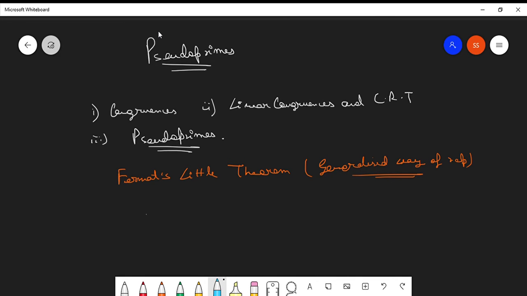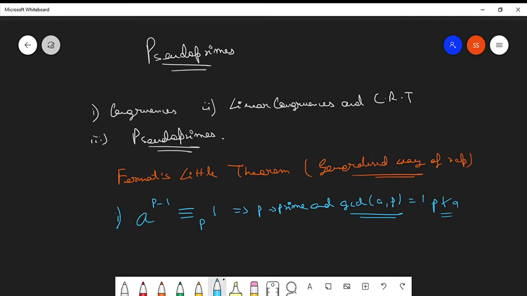So you can represent it like this, that a to the power p minus 1 is congruent to 1 mod p. For this, you need to have p as prime and GCD of a and p must be 1. Okay. So this is one way of writing. What is the restriction? The restriction is here that p must not divide a.